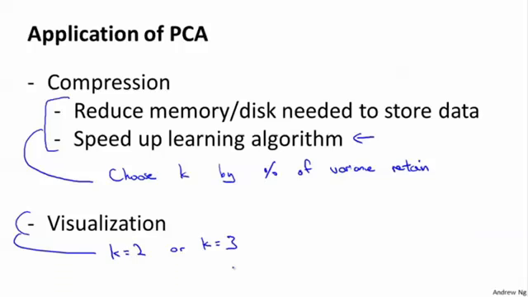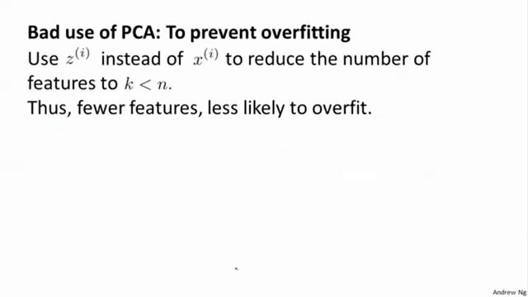I should mention that there's one frequent misuse of PCA. You sometimes hear about others doing this, hopefully not too often, but I just want to mention this so that you know not to do it. There's one bad use of PCA, which is to try to use it to prevent overfitting. Here's the reasoning behind this method: if we have x i, then maybe we'll have n features, but if we compress the data and use z i's instead, then that reduces the number of features to k, which could be much lower dimensional.